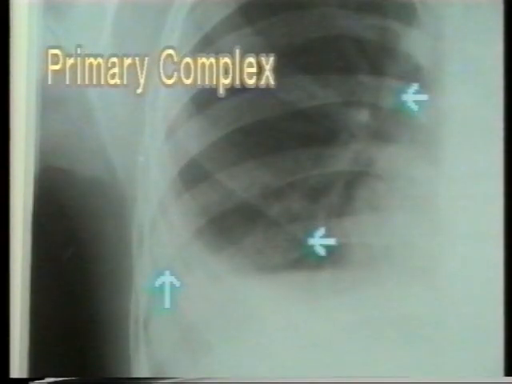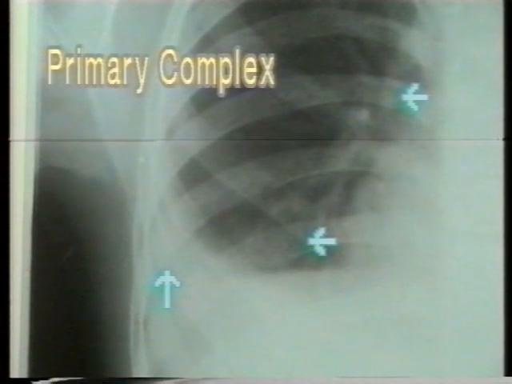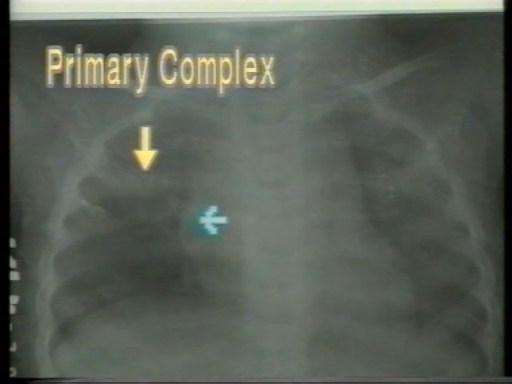In a close-up view, note the two hilar nodes, then note the parenchymal lesion which defines the primary complex, and the vertical arrow shows the blunting of the right costophrenic angle due to a small pleural effusion. The next X-ray is an X-ray of a child with large hilar nodes on the right side shown by the blue arrow, and the vertical yellow arrow points to a parenchymal lesion.